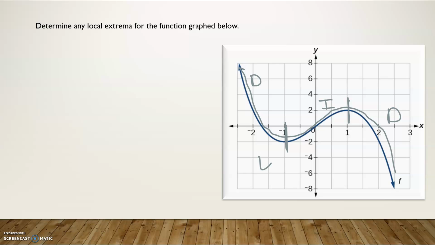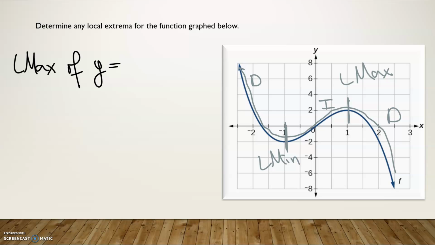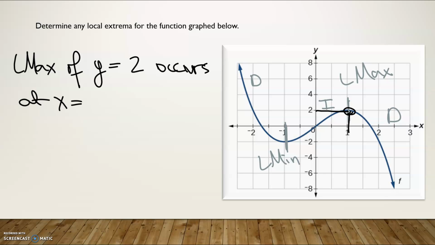So at this point, I have a local minimum. If we're going from increasing to decreasing, that means I have a local maximum. Okay, so if I've got a local maximum of y is equal to, okay, so let me get rid of that. Looks like it's right here, this point right here. So our y value is 2, and it occurs at x is equal to 1.